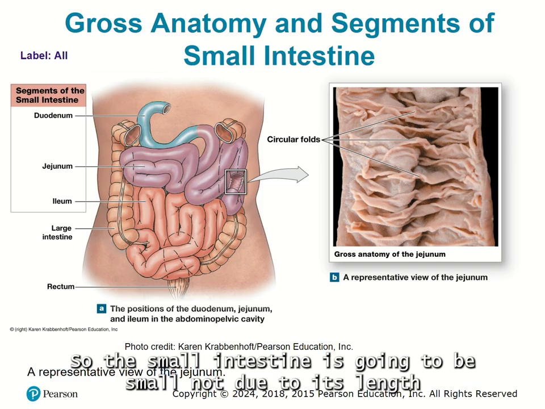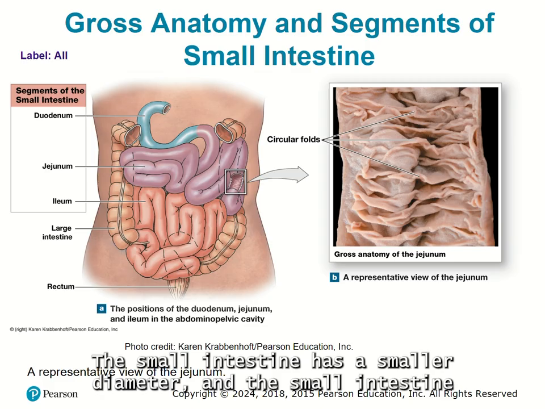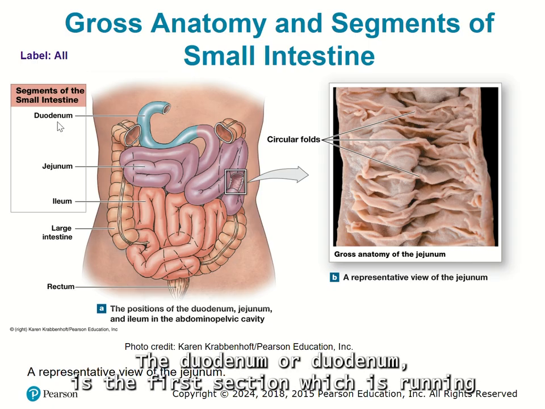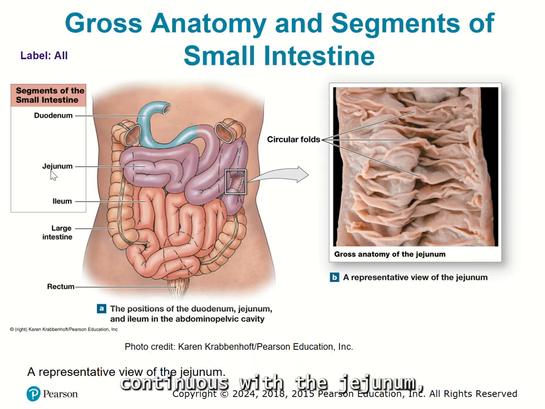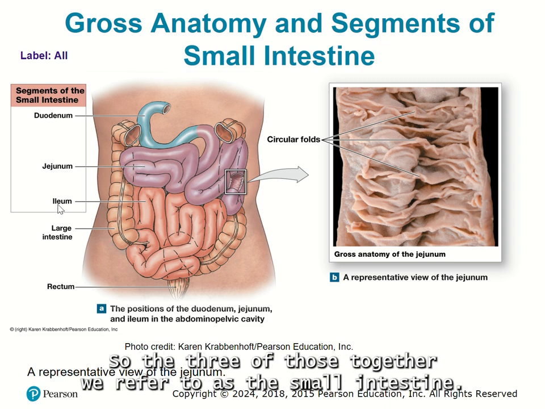So the small intestine is going to be small, not due to its length. When you compare it to the large intestine, the small intestine has a smaller diameter. And the small intestine is going to be divided into 3 different sections. The duodenum is the first section, which is running continuous with the jejunum, which is then going to be running continuous with the ileum. So the 3 of those together we refer to as the small intestine.